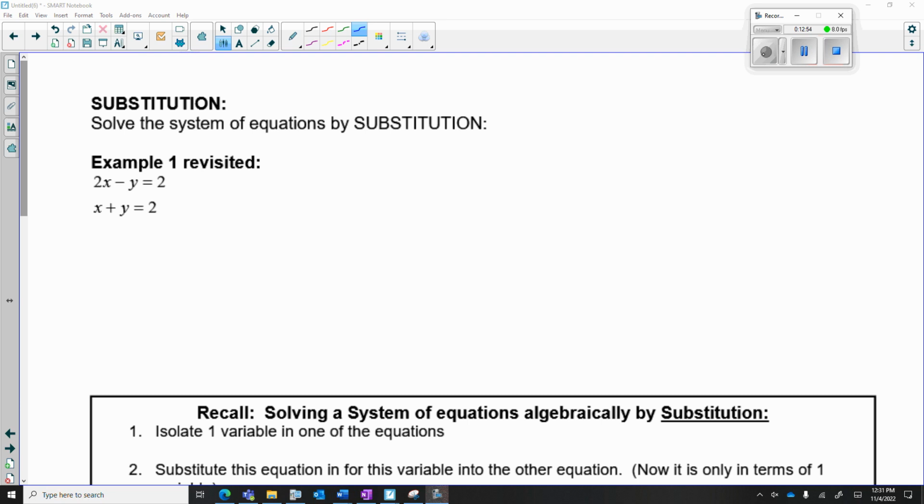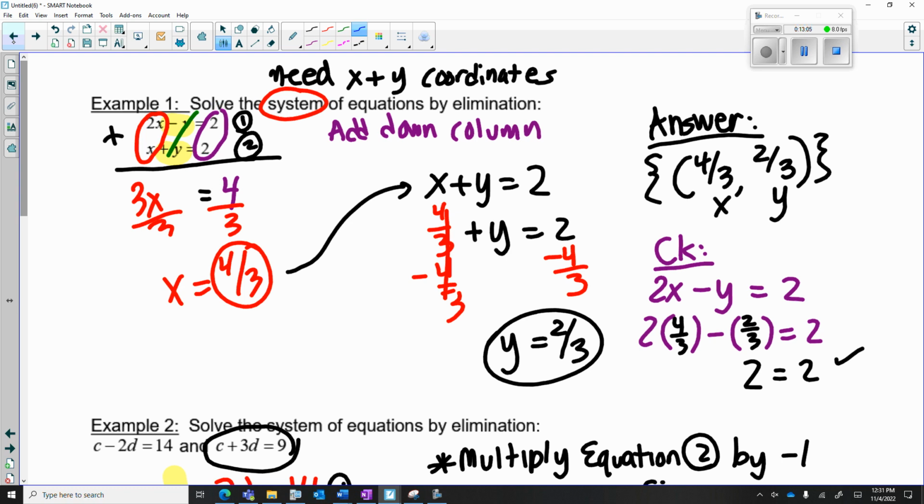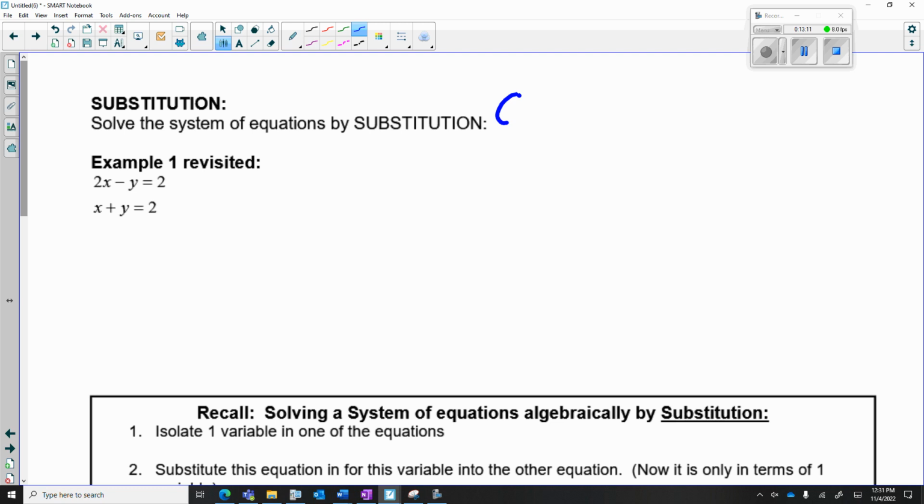The next type of solving is called substitution. I'm hoping you guys have seen this before. I'm actually going to revisit example 1 that we just did. We already know the answer to example 1 is 4/3 comma 2/3. So keep that in mind. The answer should be 4/3 comma 2/3 when we do this. I'm just telling you that from the beginning, okay?